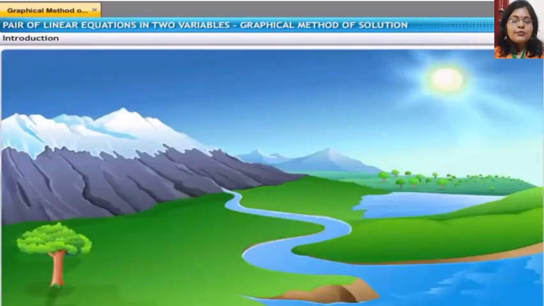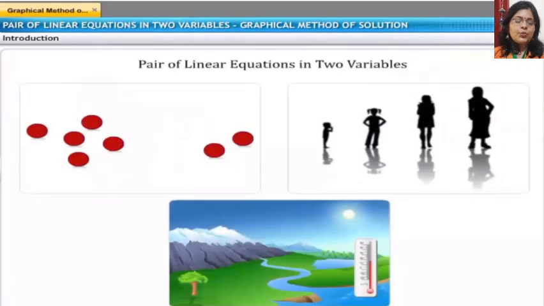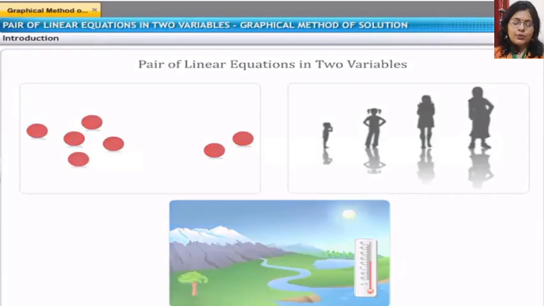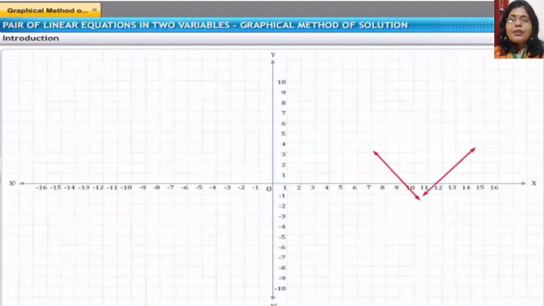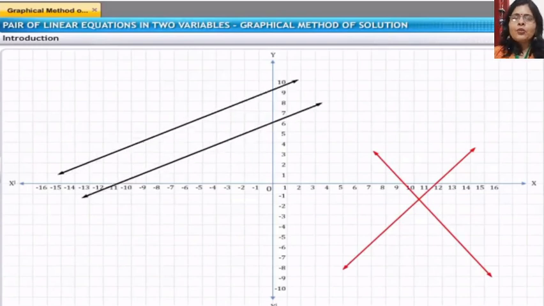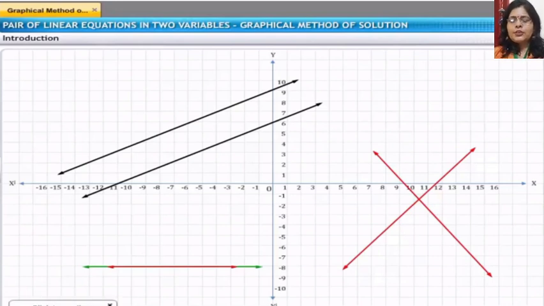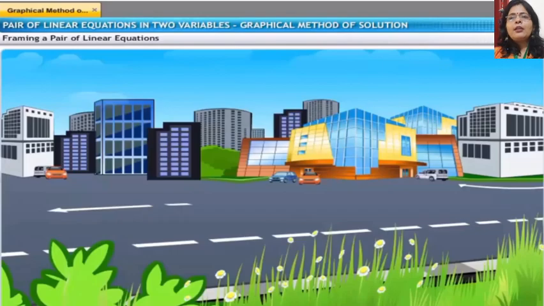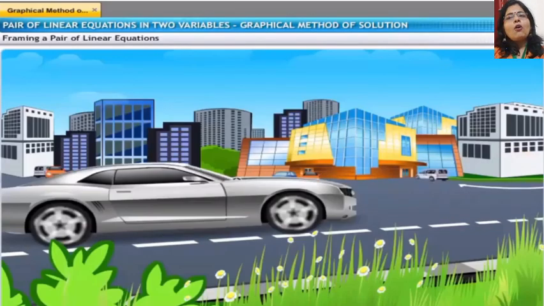So with the help of these expressions, we are going to learn how we can represent these linear equations graphically. Now, one more thing I want to tell: if there are two lines, I'm talking about a pair of linear equations, then the two lines will have one of these conditions. Either they will be parallel, or intersecting, or coincident.